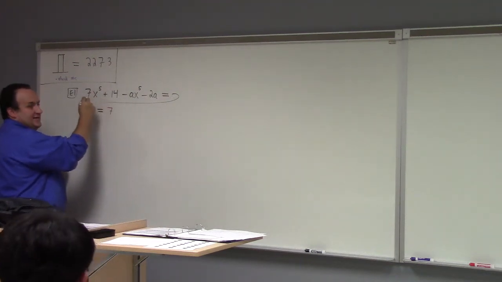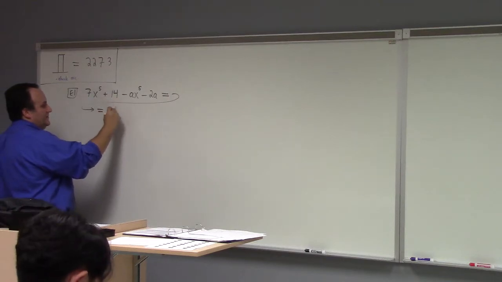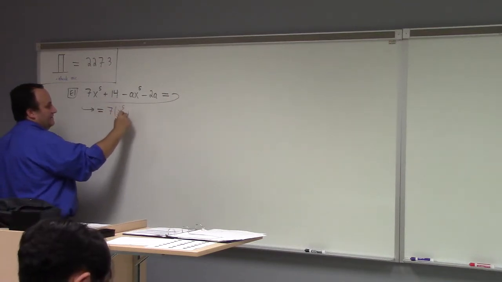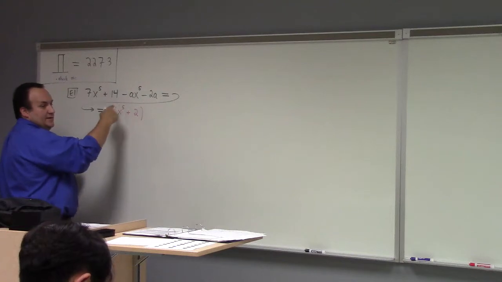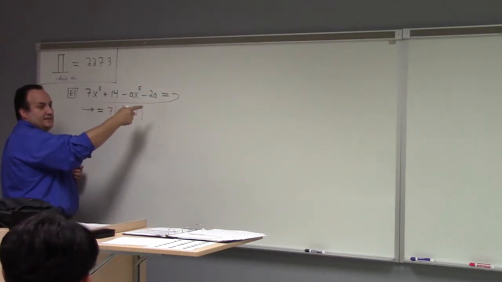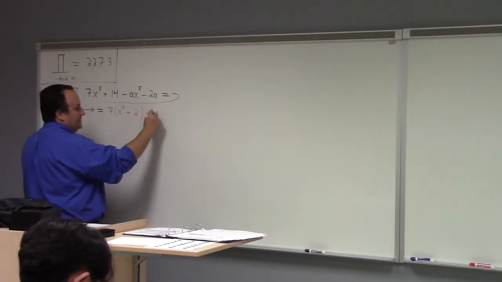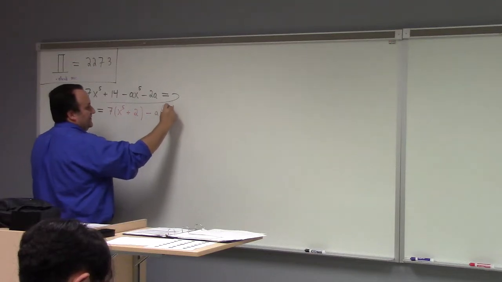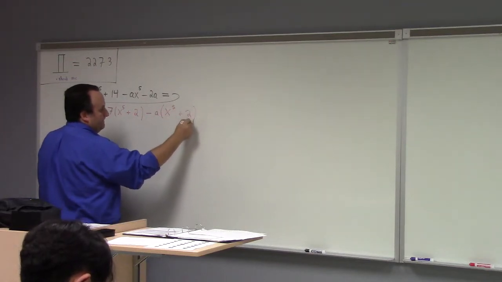So here we can factor 7 out, right? And we have 7 and an x to the 5th plus what? Plus 2, right? And here we have an a, right? So I can factor out actually a minus a. And again, I have an x to the 5th plus 2, right?